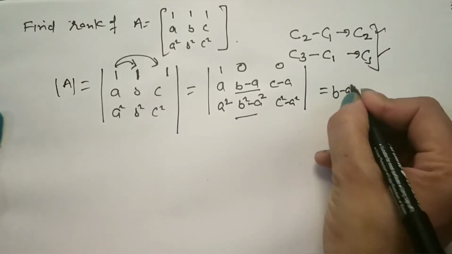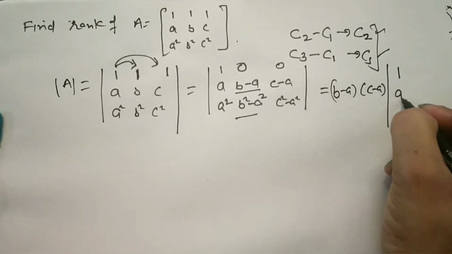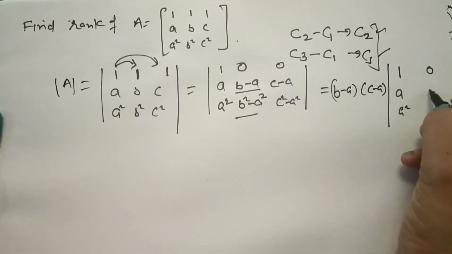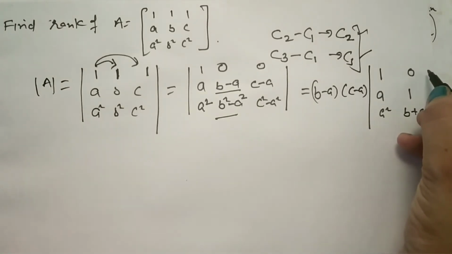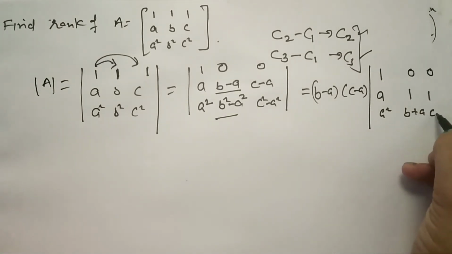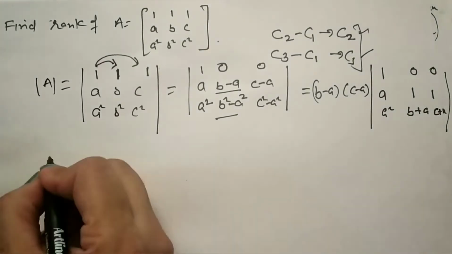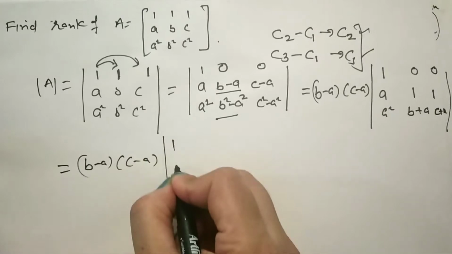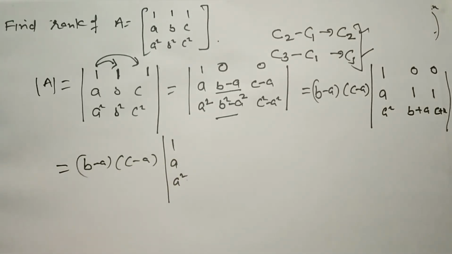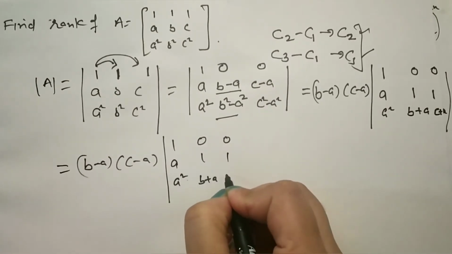So B minus A and C minus A, these two are common, and what we are left with is 1, A, A square as the first column, 0, 1, B plus A, then the third column will be left 0, 1, C plus A. Now we will again write this B minus A, C minus A, and this first column as it is. Now again you can write the values which are B plus A and C plus A.